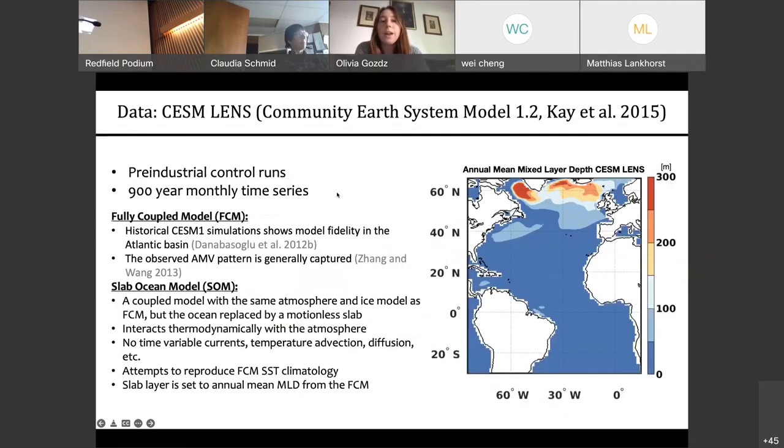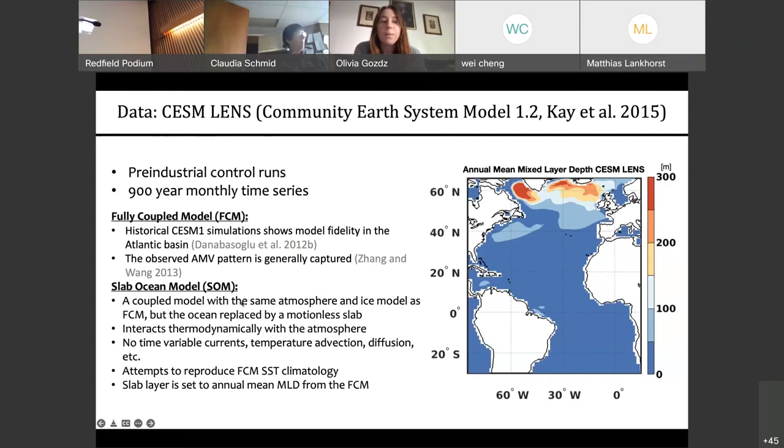So we're going to get at understanding the role of interactive ocean dynamics in SST by analyzing a hierarchy of models similar to Clement et al. We're going to be using the CESM LENS model, with fully coupled models and slab ocean models. We're using pre-industrial control runs, and we use a 900-year monthly time series.